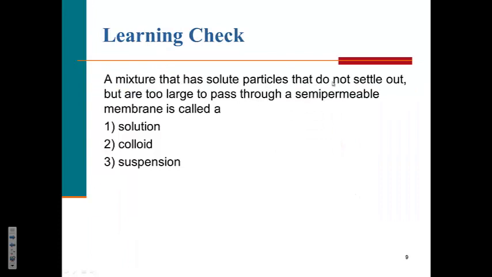Okay, we got a mixture. They don't settle out, and they're too large to pass through a semi-permeable membrane. So that would be a suspension, right? They're not separated by a semi-permeable membrane. Oh, and they say they do not settle out. I'm sorry, so that would be a colloid, actually, because colloids supposedly don't settle, but they do, but very slowly.